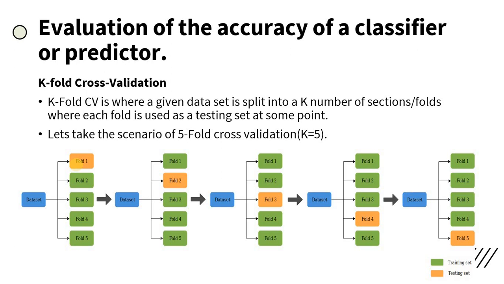In the first iteration, the first fold is used to test the model and the remaining 4 are used to train the model. In the second iteration, the second fold is used as the test data set and all the others are used as the training data set. Likewise in the third iteration, we use fold 3 as the test data set and the rest of the folds as the training data set, and so on.